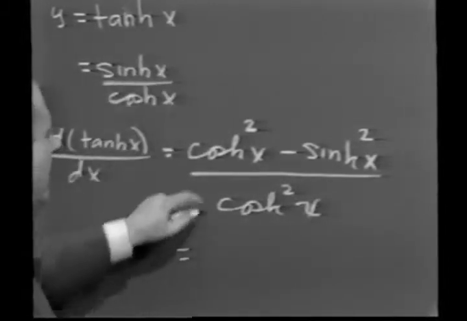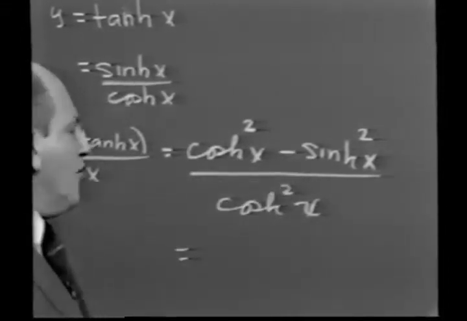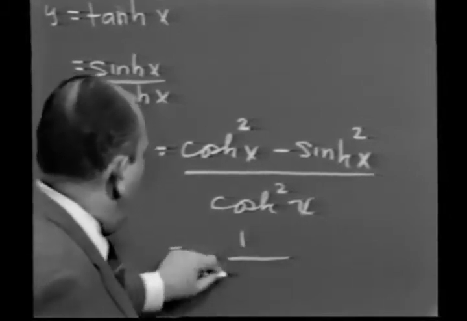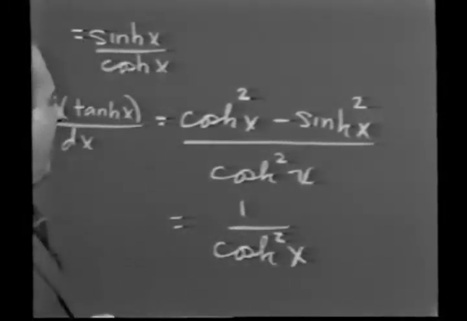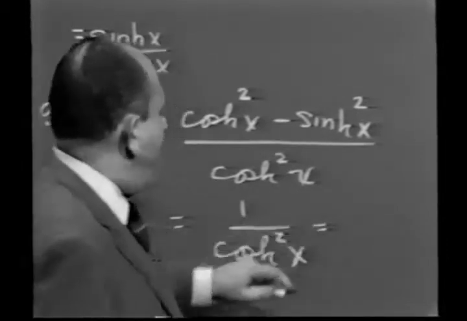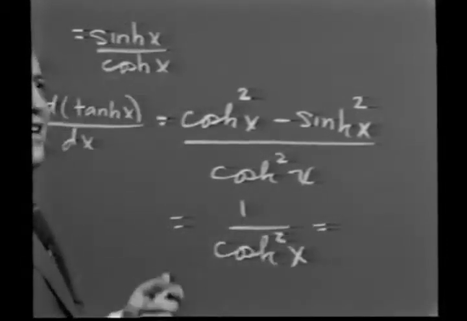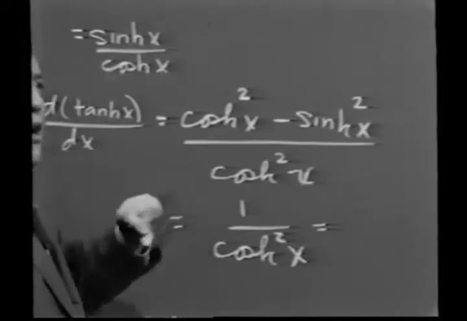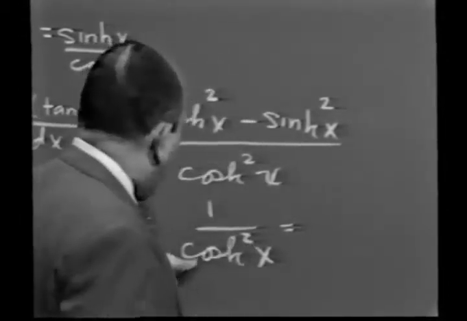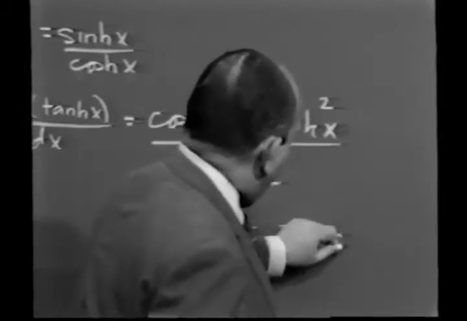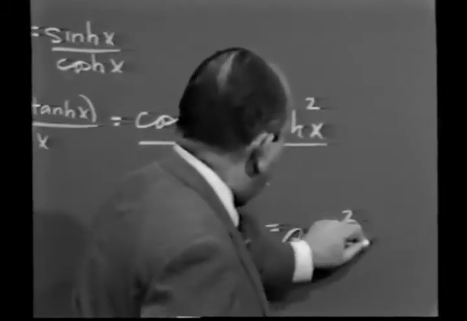Now, my basic identity is that cosh squared minus sinh squared is 1. So this is just 1 over cosh squared x. And if I want to write this all on one line, I can invent the notation that the hyperbolic secant is 1 over the hyperbolic cosine. In other words, I can invent notation like this.